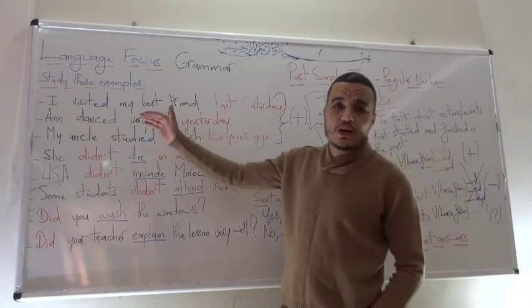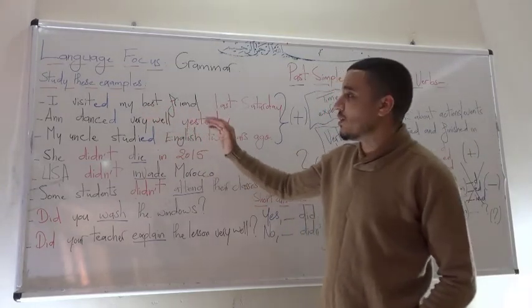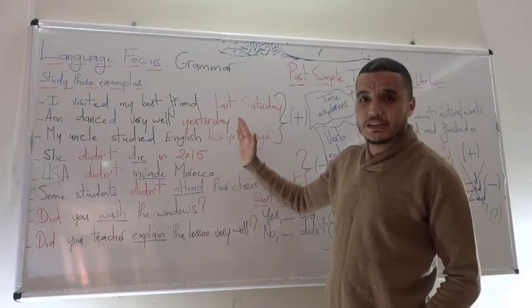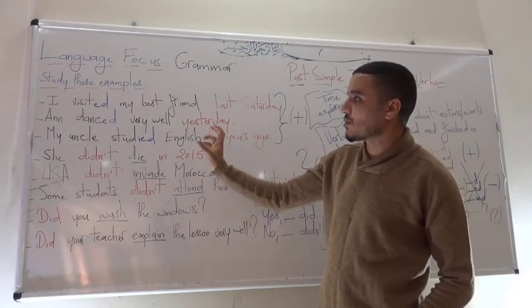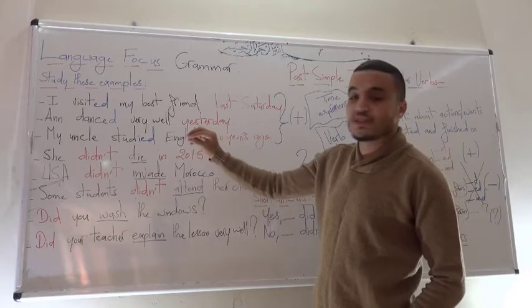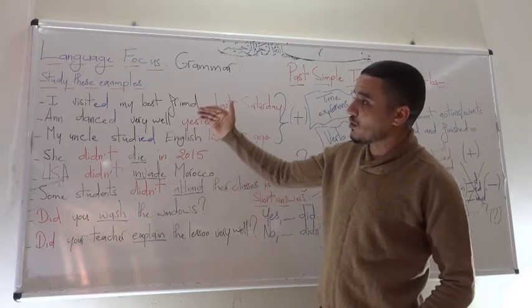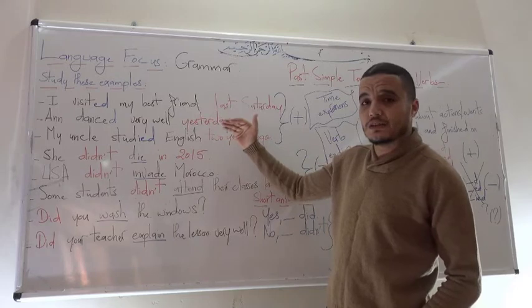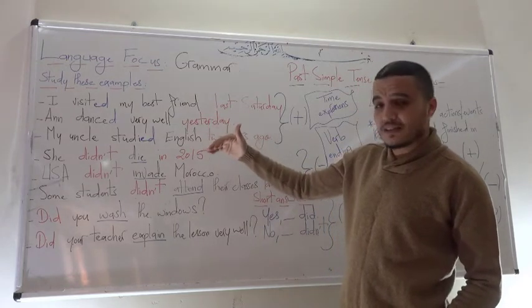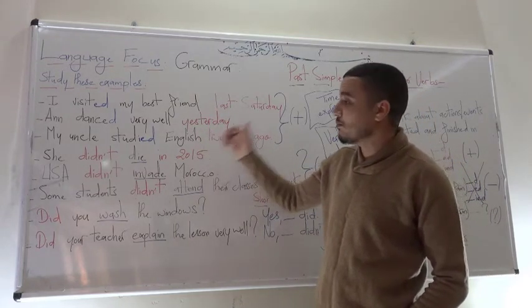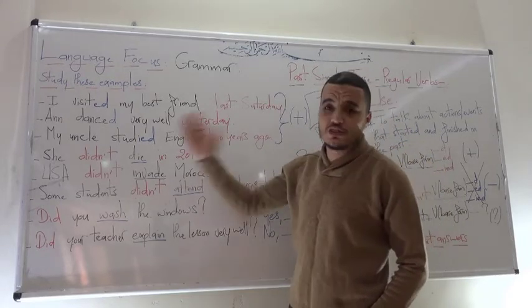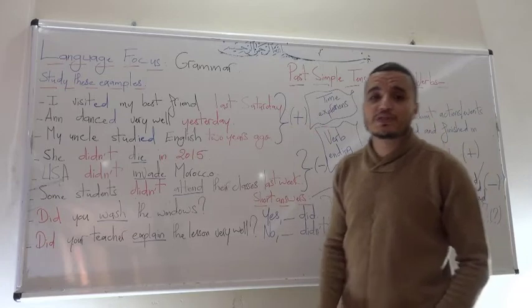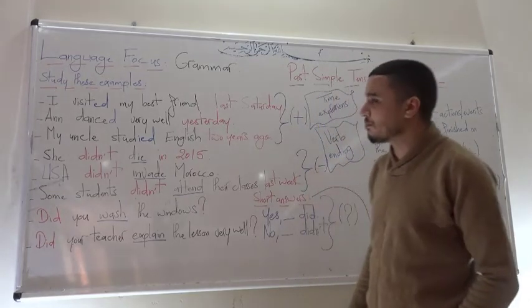As you can see here, we have some verbs. And if you look at the ending of the verb, you have different endings. For the first one, visited, you have ed. For the second one, danced, you have just d. And for the third one, studied, you have ied. So this is for the positive or the affirmative form.